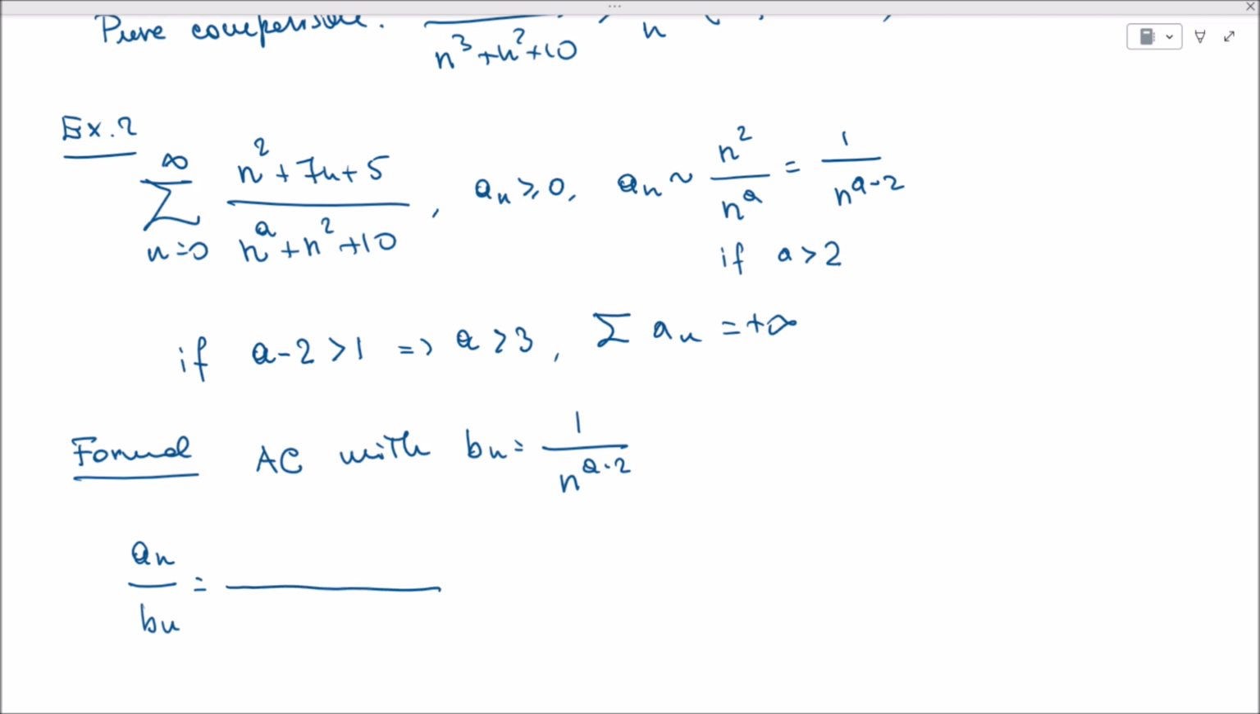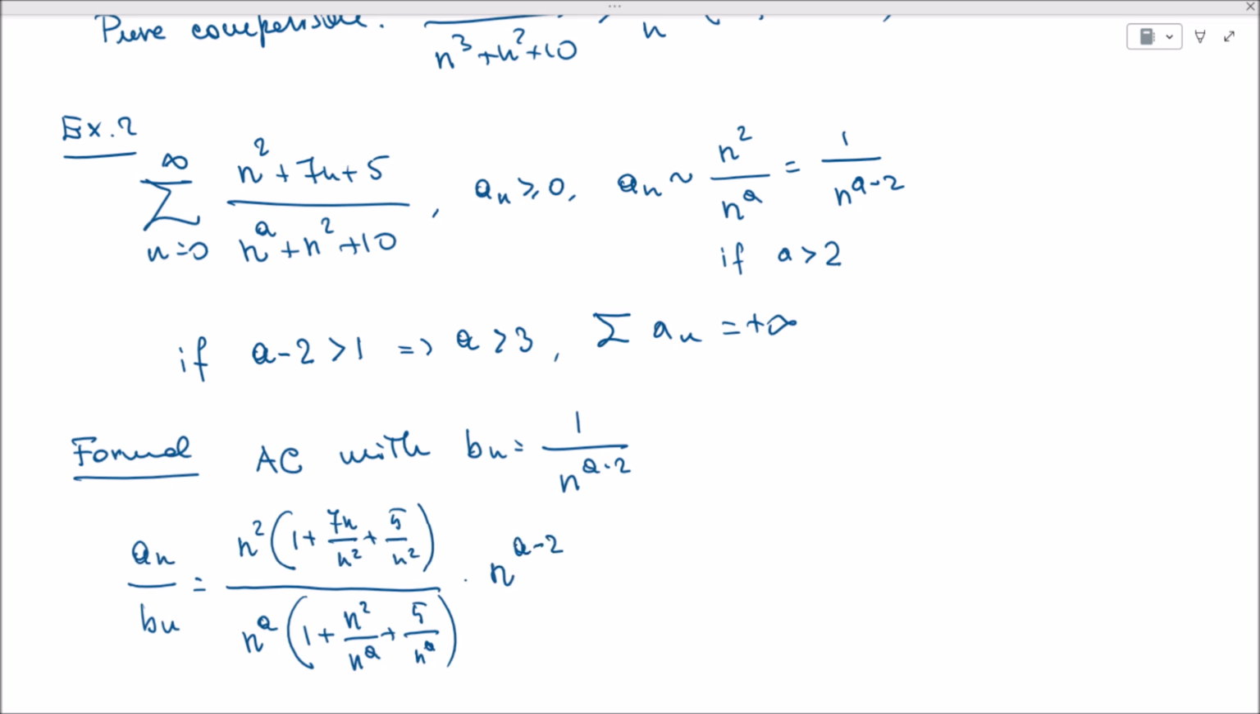Now an is n squared plus 7n plus 5, and we can immediately factor out n squared, and we get 1 plus 7n divided by n squared plus 5 divided by n squared. In the denominator instead we have n to the a, and we have 1 plus n squared divided by n to the a plus 5 divided by n to the a. And now we need to divide by n, which is just like multiplying by n raised to the a minus 2.